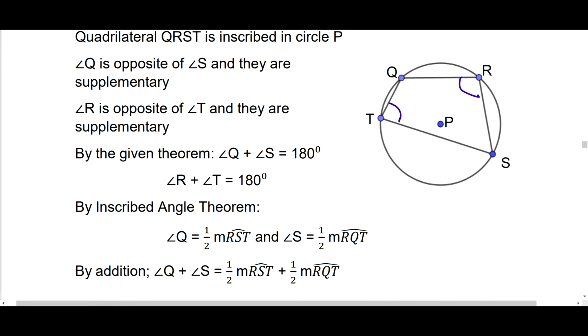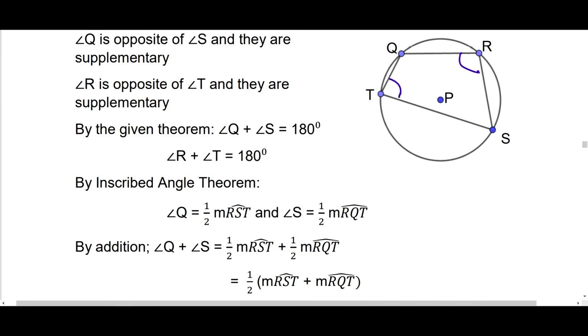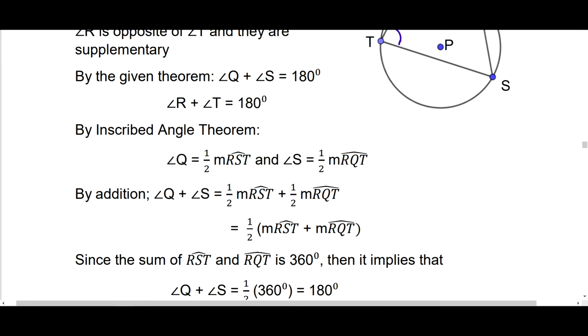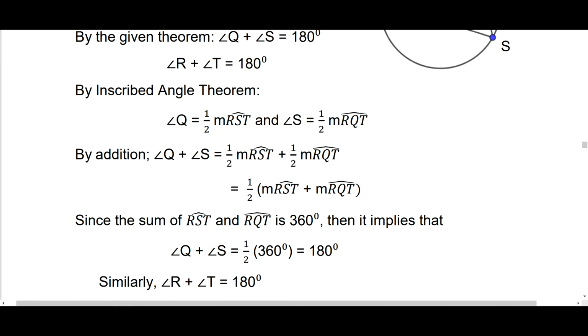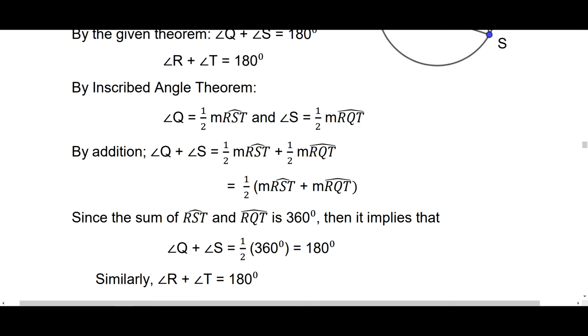Paano nakuha yun? Ayan. By inscribed angle theorem, half of RST. Ito yun. And half ni RQT si S. So, kapag inadd mo yung dalawang half na yun, ayan, makikita mo half and half.